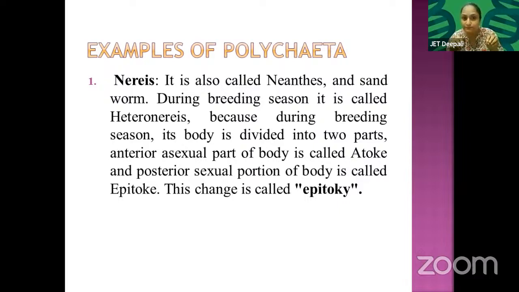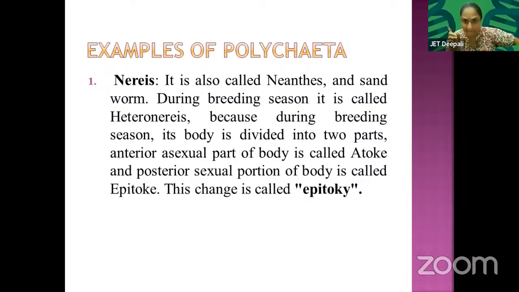Its body is divided into two parts, atoke and epitoke. Atoke is the anterior part. The asexual part of the body is called atoke, and the posterior sexual part of the body is called epitoke. This change of Nereis to heteronereis is called epitoky. So in the NEET exam, they ask what is epitoky. Epitoky is the development of Nereis into heteronereis.